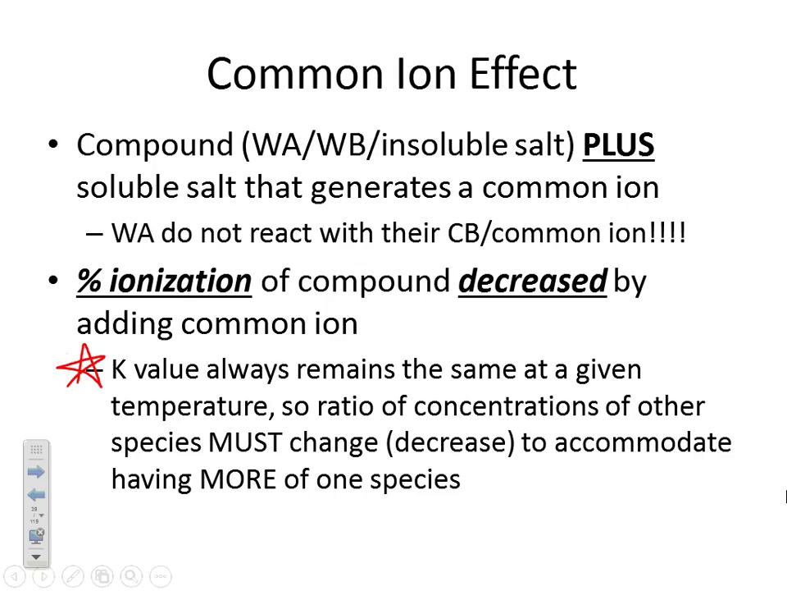K is a ratio, and for a given reaction, it's the same ratio at the same temperature all of the time, which means that you can have different amounts of your reactants and products, but the ratio of them has to be the same. So if you have two products and suddenly you make one product really, really big in terms of concentration, then the other one will have to get really, really small in order to compensate for that common ion.